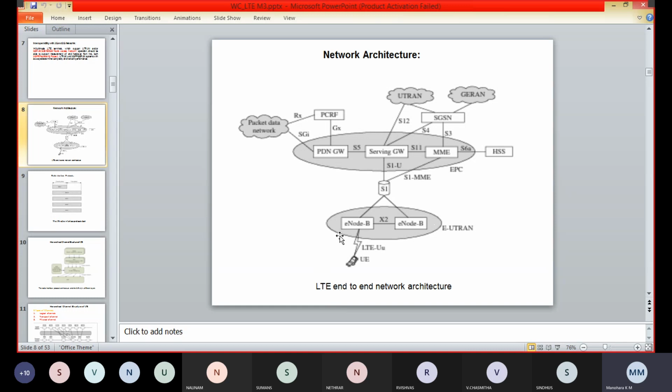The eNode B is the only logical node in the E-UTRAN. It includes some functions which were previously defined in the RNC of the UTRAN. The functions are radio bearer management, uplink and downlink dynamic radio resource management, data packet scheduling, and mobility management. These functions are not supposed to be there in the Node B in the case of UMTS.